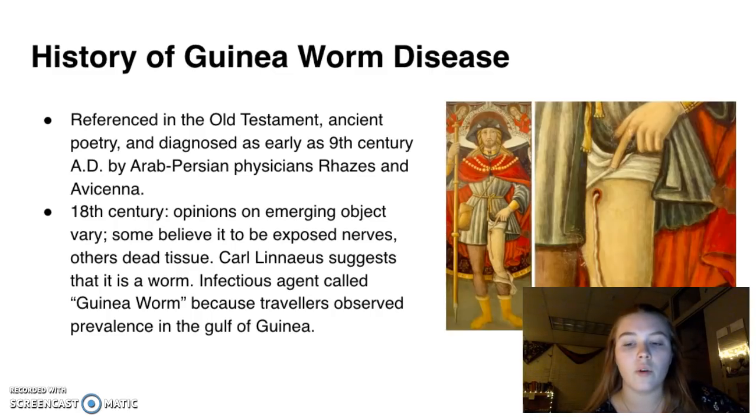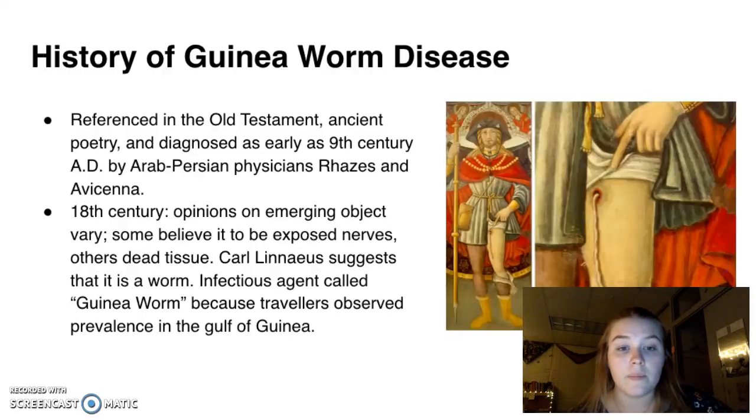It has been around for many thousands of years. It's first referenced in the Old Testament and ancient poetry by Galen, who was a Greek poet, and it's diagnosed as early as the 9th century AD by Arab-Persian physicians Brazos and Avicenna. It's also very, very common in ancient Egypt. So they found multiple calcified remains of these worms in mummies, which is really cool.